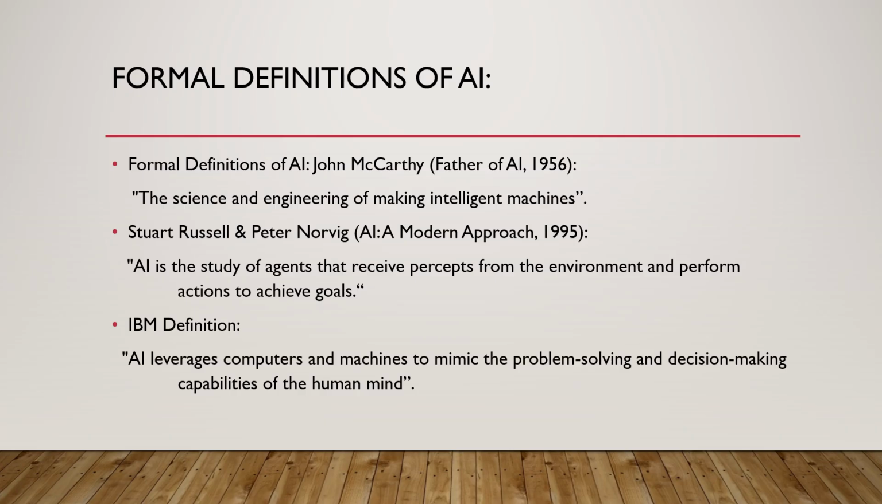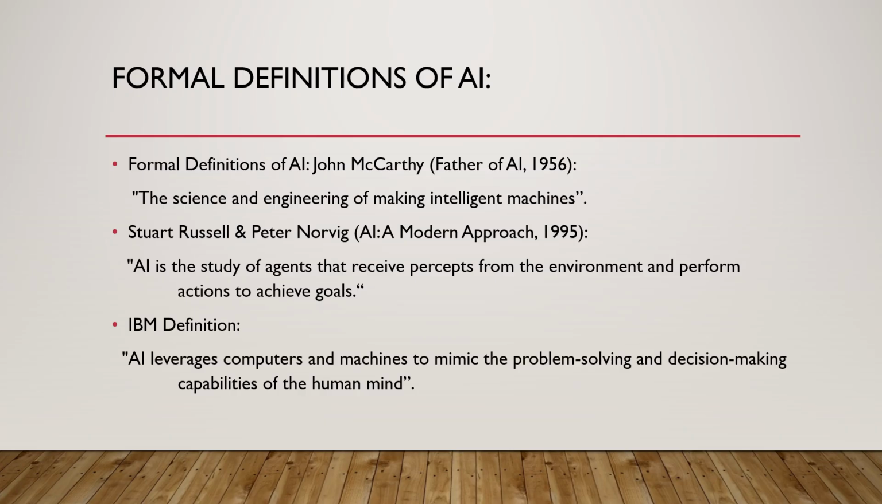It is called: AI is the study of agents that receive percepts from the environment and perform actions to achieve goals. What does it mean? With the help of machines, computers or electronic devices, we achieve some goals. That goal is achieved by sensors that collect information from the environment. Based on that input, it does some task or achieves some goals. So that is the definition.